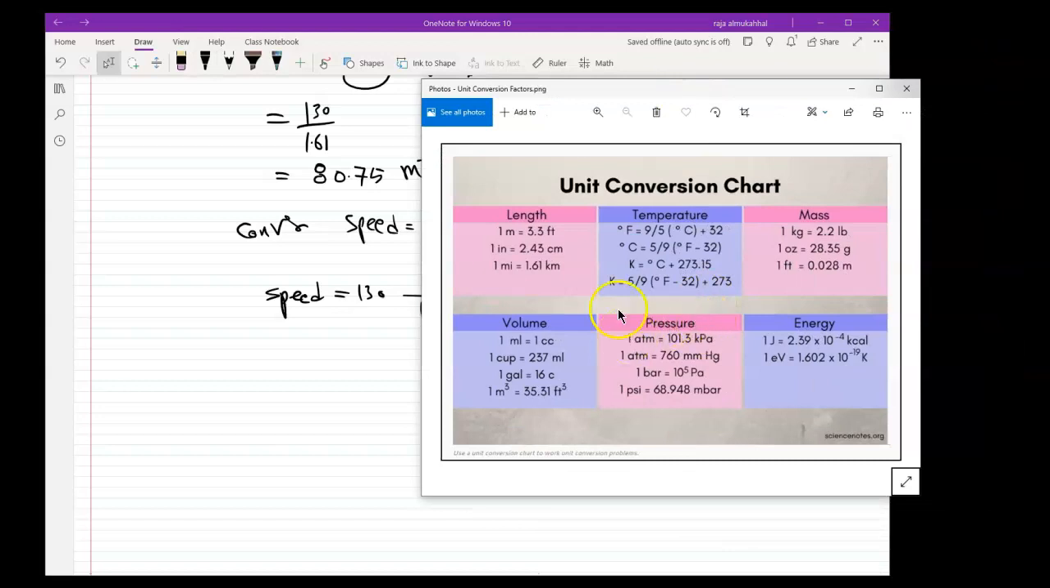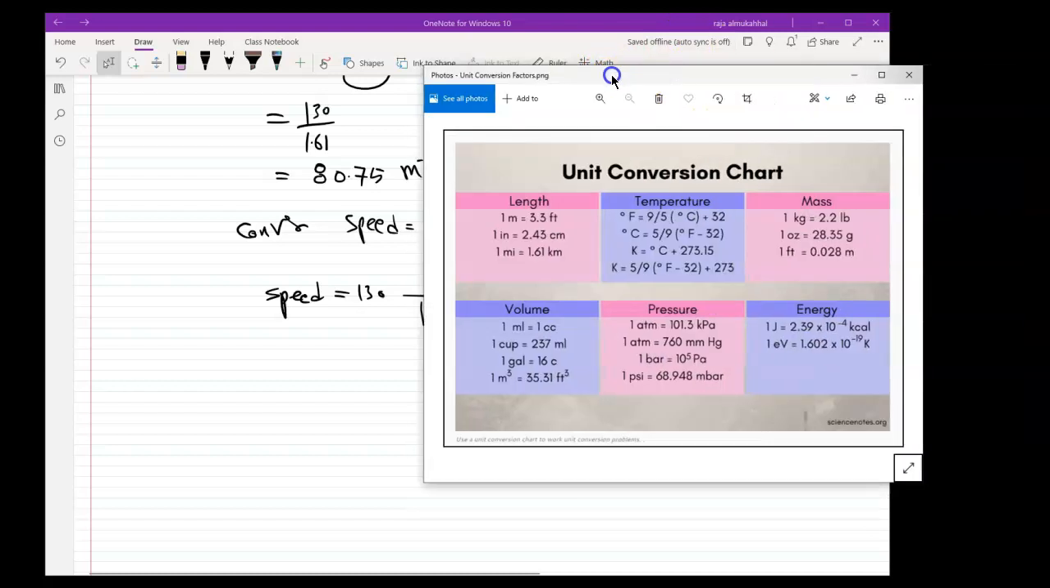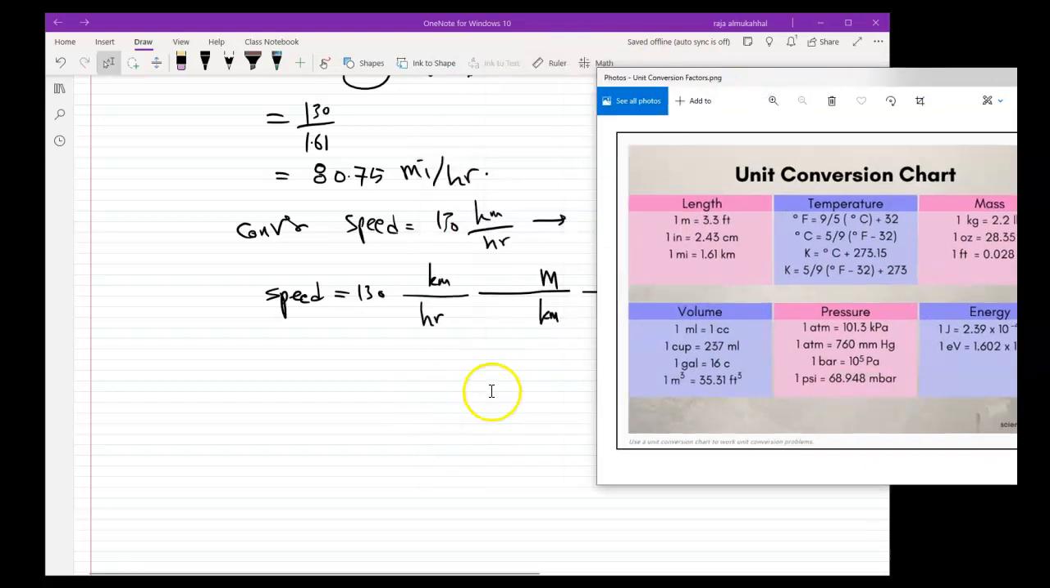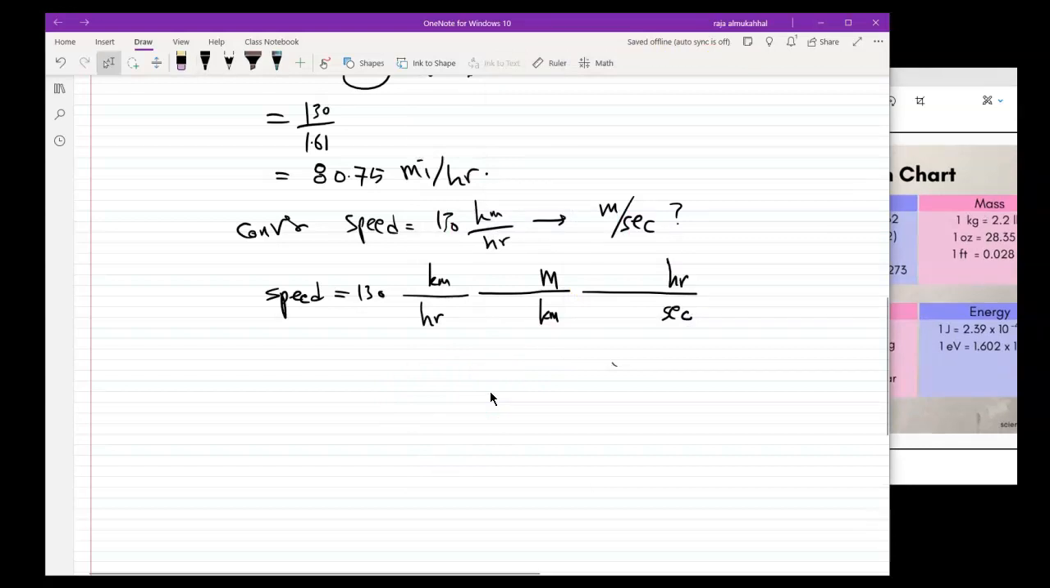I hope you know already what they are. But again, you can look up a conversion table. I have just a small conversion table here. I know it's not here. I don't see it. Anyway, we know that 1 kilometer is 1,000 meters, correct? And of course, 1 hour is 3,600 seconds. The reason is because 60 times 60, right? 60 minutes times 60 seconds, that would be 3,600 seconds.